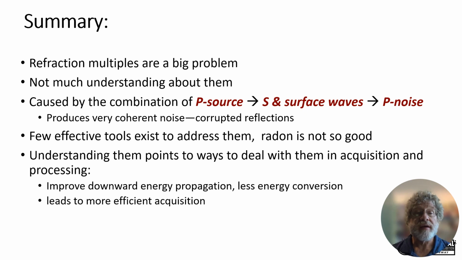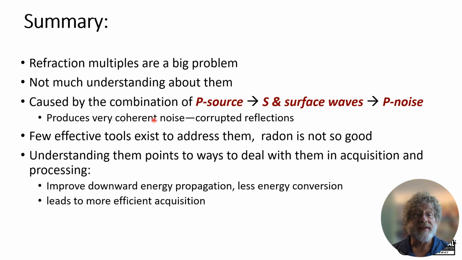So in summary, refraction multiples are a big problem. They're strong and they're difficult to remove. There's not much understanding about them, and they are a complex process. They're caused by a combination of P source converted to S and surface waves, and then converted again back to P noise. You might think this double conversion won't be that strong, but each one of these conversions is 90 to 95%. So the remaining noise energy is pretty strong.